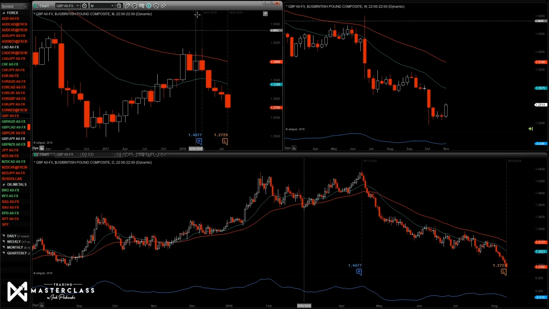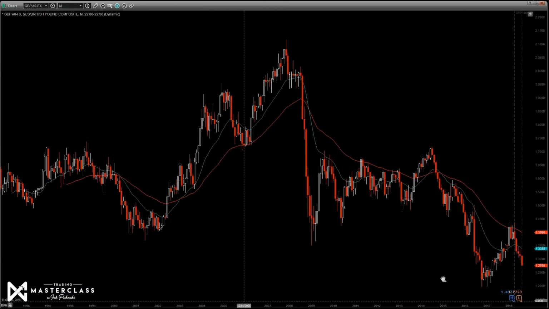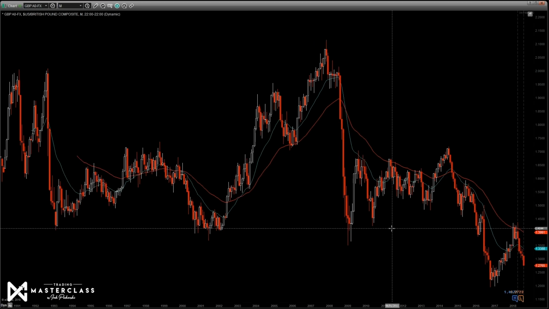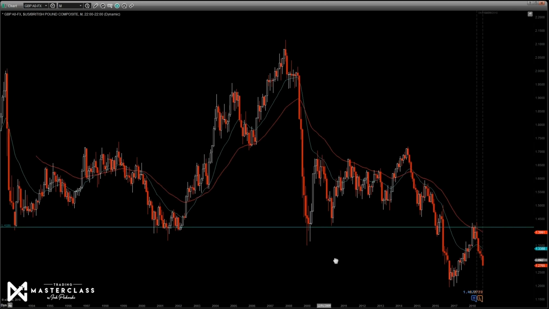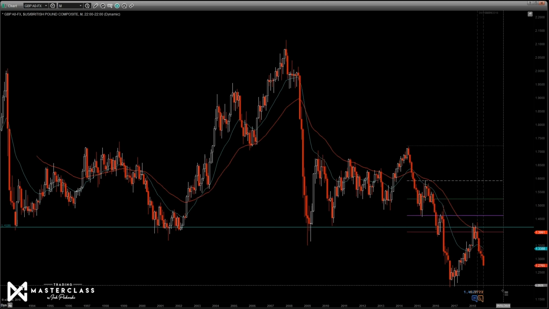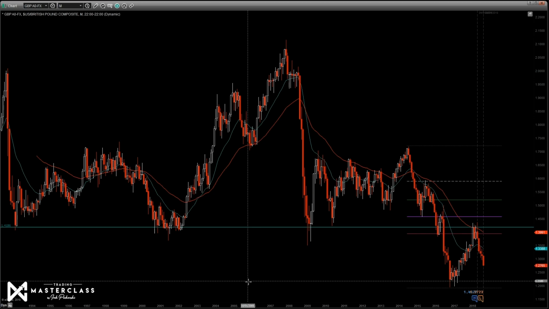Now let's put it together. How do you utilize them? Well, you utilize them when you put it all together. So we know this analysis here. We looked at it multiple times already in the previous lessons. So we have the monthly chart here on pound dollar.